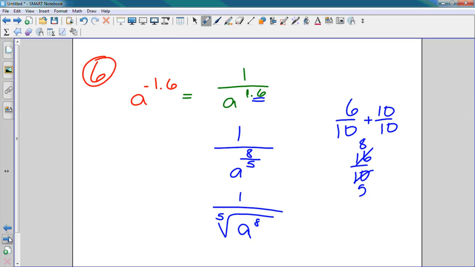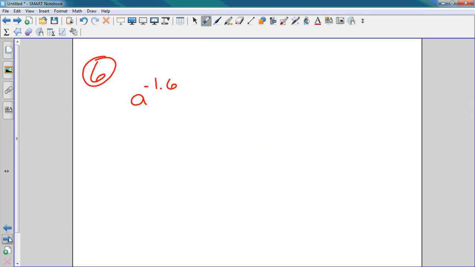Stop for me. Control L. All right, I have to write this one as a fraction, but what does that negative sign mean first of all? What do I do with a negative? Absolute value? Subtract? No. Yeah, you're going to move it to the bottom. The negative means move it to the bottom. So this is 1 over a to the 1.6.